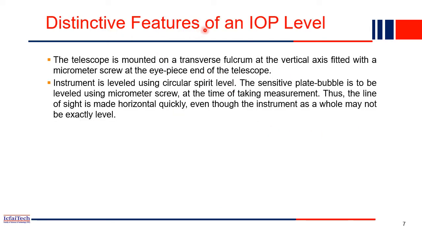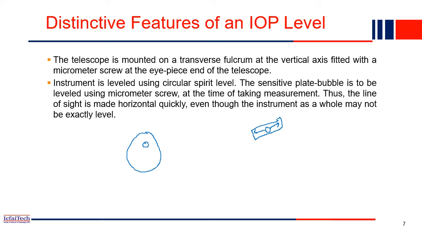Now the distinct features of the IOP level. The telescope is mounted on a traverse vertical axis fitted with a micrometer screw at the eyepiece end of the telescope. So there are screws there, with small changes. The instrument is leveled using a circular spirit level. In the earlier figure you saw the spirit level was a rectangular shape, with the bubble at the middle moving in this direction or that direction. But in this instrument the spirit level is exactly circular.